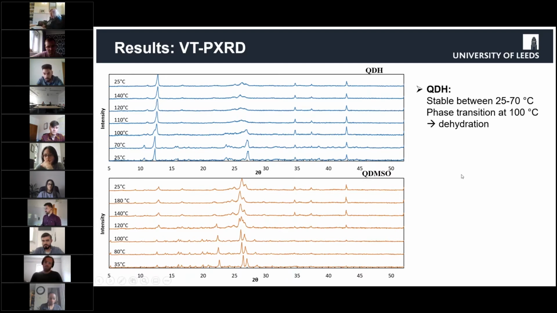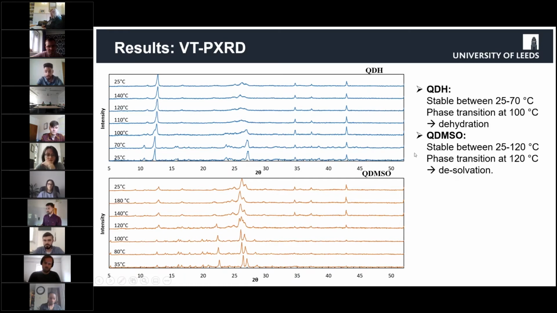And for the QDMSO, the structure appears to be stable between 35 degrees and 120, at which temperature we start seeing some peaks disappearing and others appearing, which indicates this phase transition at 120 degrees, which should be the desolvation comparing with the DSC and TGA results.